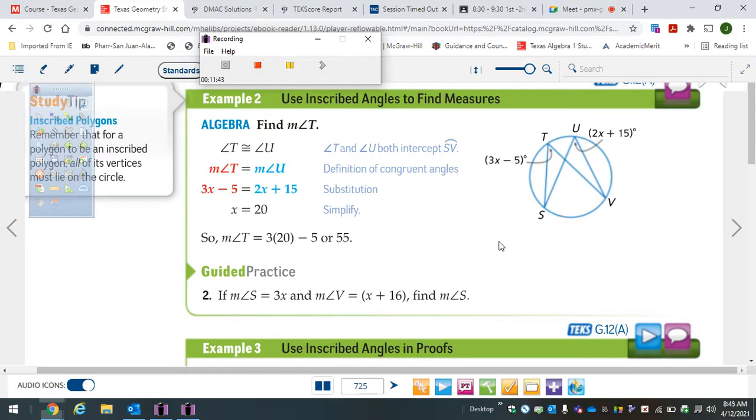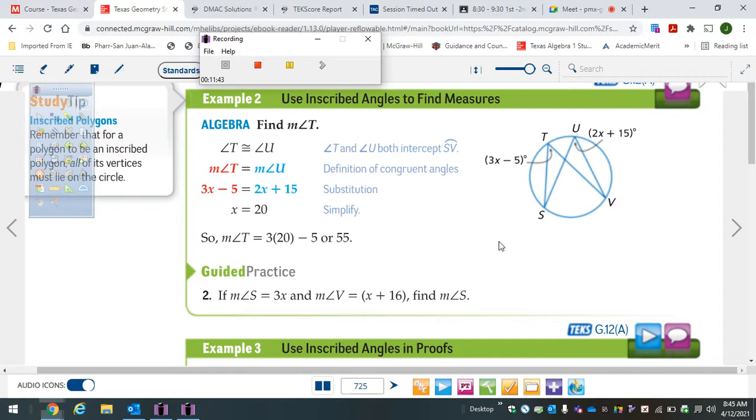Do you have any questions on that one? What this one is basically showing is that they're going to the same arc. They're both inscribed to the same arc, so they have the same measures. Pretty easy, not too bad, really kind of cheesy.